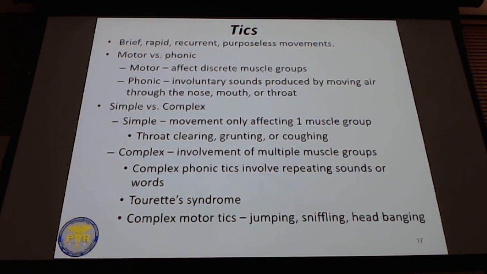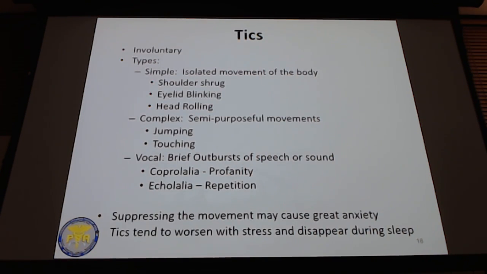So anyways, tics can be simple or complex. Simple, one movement. Complex, involving repetitive sounds, words, multiple muscle groups. That's your Tourette syndrome, right? You can also have complex motor tics with jumping, sniffling, or headbanging, which get pretty violent. Some simple examples: shoulder shrugging, eye blinking, head rolling. Complex: jumping, touching. Obviously it takes more than one muscle. And then coprolalia, that profanity, or echolalia, usually come in tandem, so you get repetitive profanity.